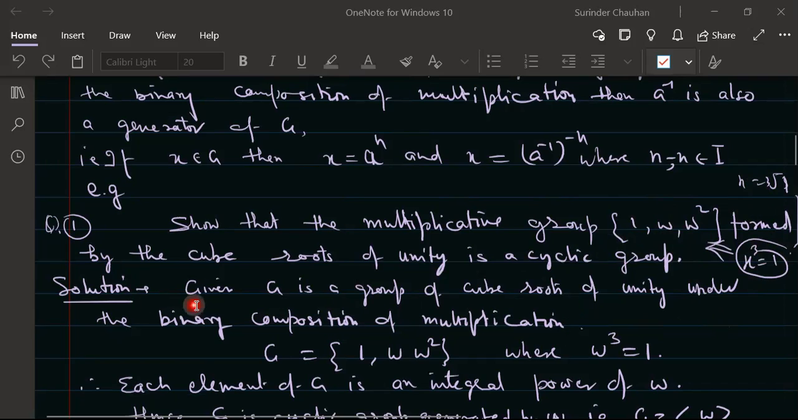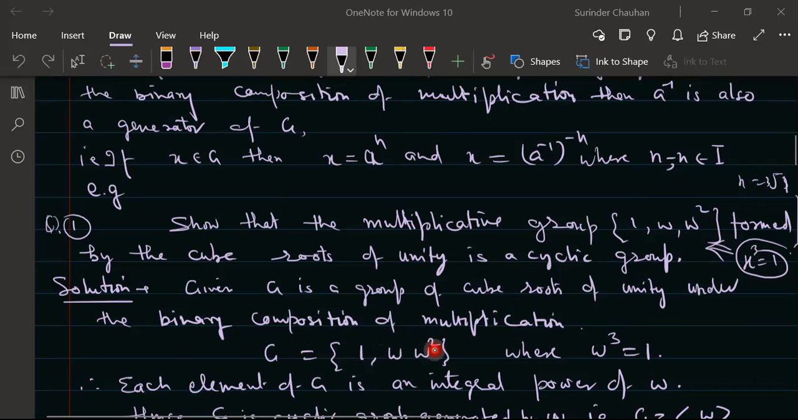Now, the solution of this problem is given. Given G is a group of cube roots of unity under the binary composition multiplication, and G has how many elements? 1, omega, omega square. 1, omega and omega square are the cube roots of unity, and we know that omega cube is equal to 1.